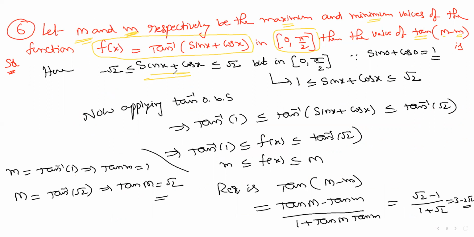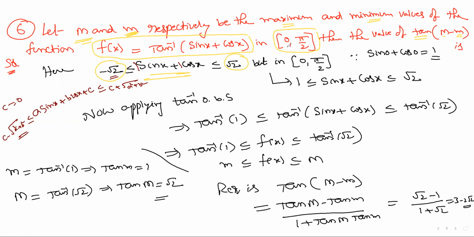So sin x plus cos x always lies between minus root 2 and plus root 2. What is the reason? One formula is there: a sin x plus b cos x plus c lies between c minus root of a square plus b square and c plus root of a square plus b square. Here the constant c value is 0, a value is 1, b value is 1. Applying this formula, sin x plus cos x lies between minus root 2 and plus root 2.